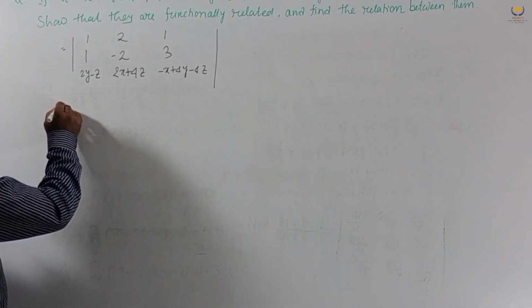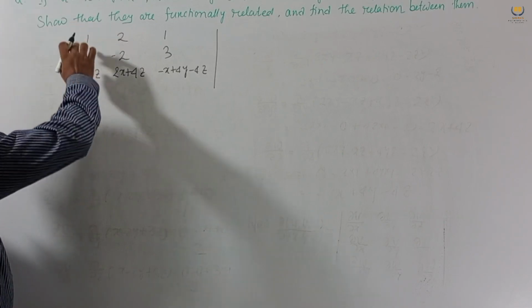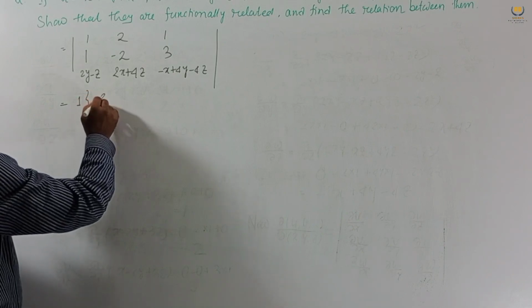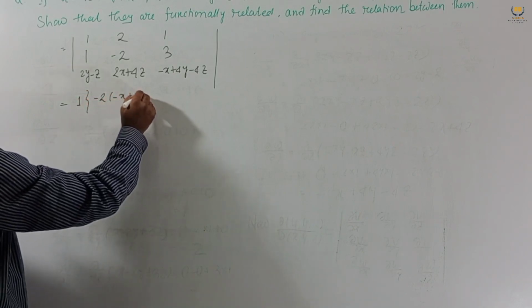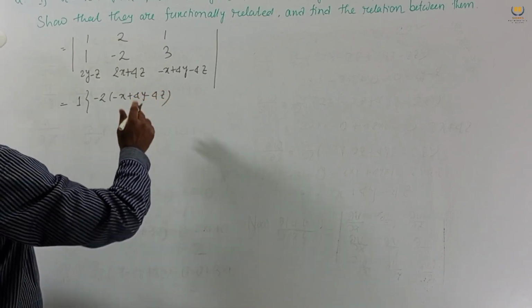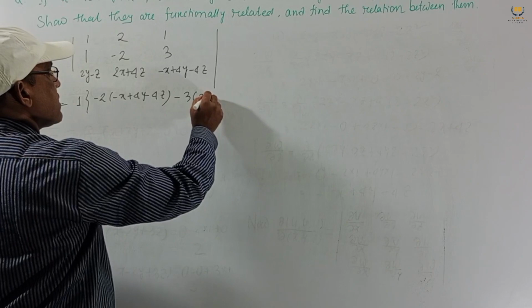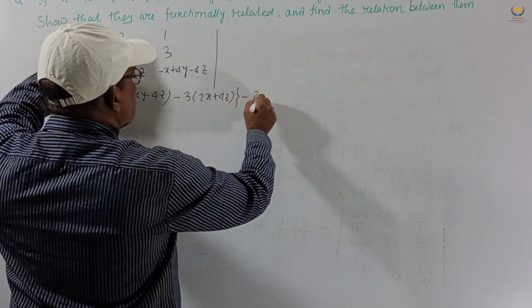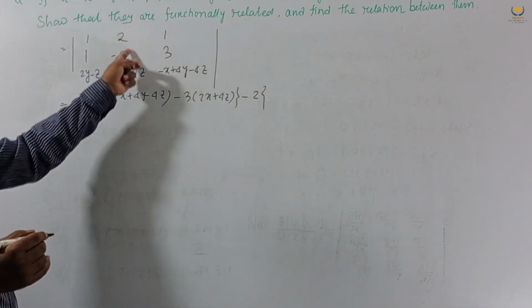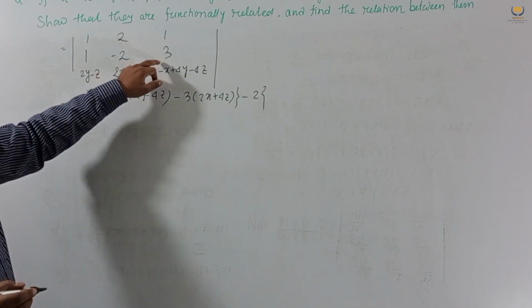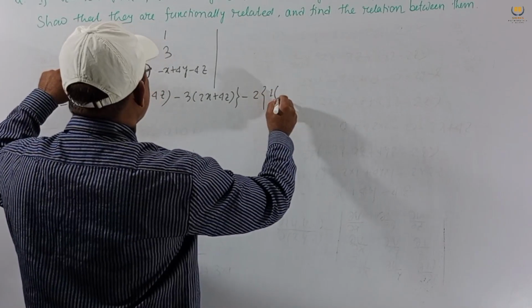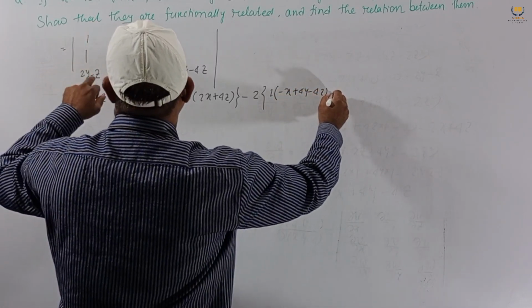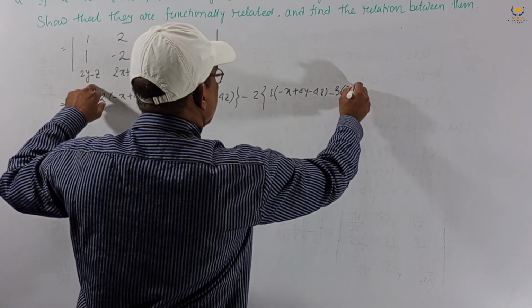Now we expand this determinant. First you consider 1, then this column cancel, this row cancel, this into this minus this into this. So we get minus 2 into minus x plus 4y minus 4z, and minus 3 into twice x plus 4z. This one I get. And minus 2 we consider, then this row cancel, this column cancel, this into this minus this into this. So 1 into minus x plus 4y minus 4z minus 3 into twice y minus z.